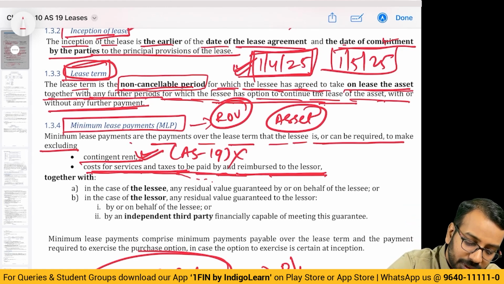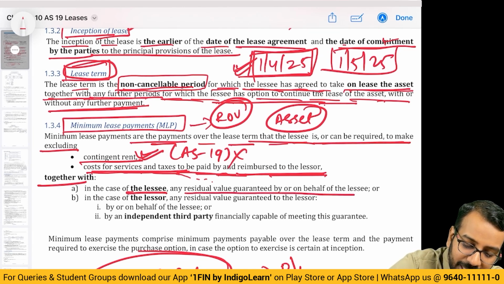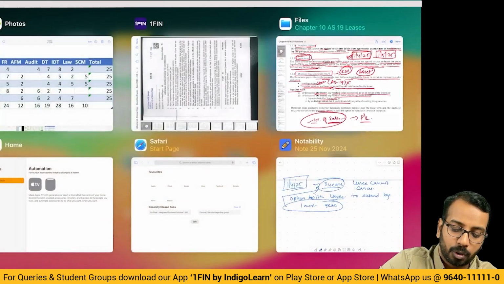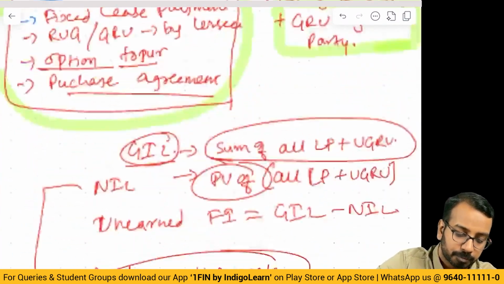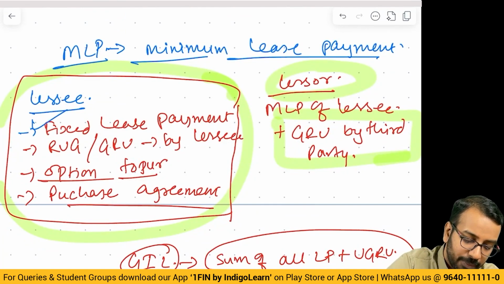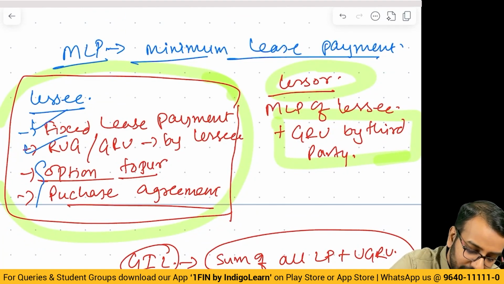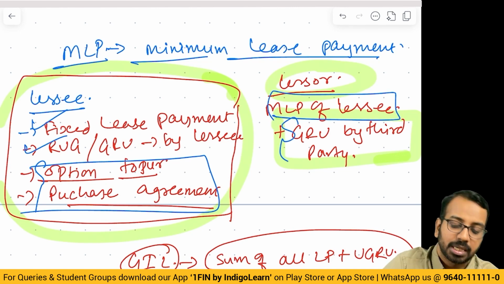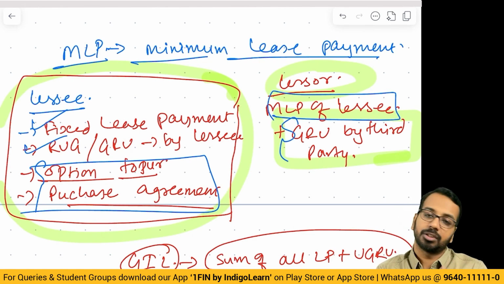So the payments that the lessee is required to pay, together with, in case of lessee, any residual value guaranteed by the lessee, and in case of lessor, residual value guaranteed by the lessee or a third party. So if we come back to our discussion, fixed lease payment, residual value guaranteed, any of these payments guaranteed, and for the lessor, whatever the lessee has guaranteed plus guaranteed residual value by any third party.